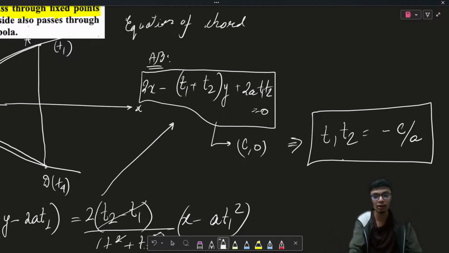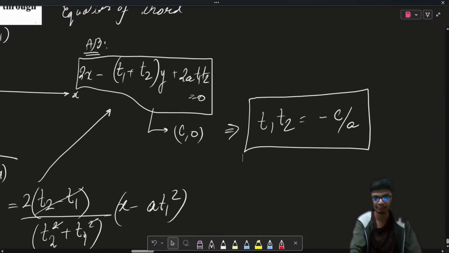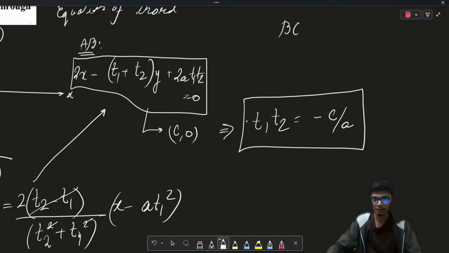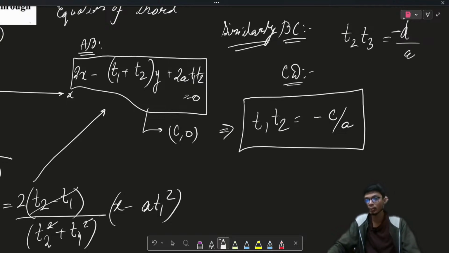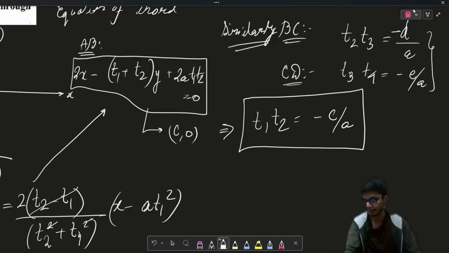In a similar manner, if my chord BC passes through a fixed point, let us say that particular fixed point is d comma 0, then in this case we will obtain t2 t3 as minus d upon a. And similarly, if I say that CD passes through the fixed point, let us say e comma 0, then t3 t4 should be minus of e upon a. So we are doing it by similar analysis.